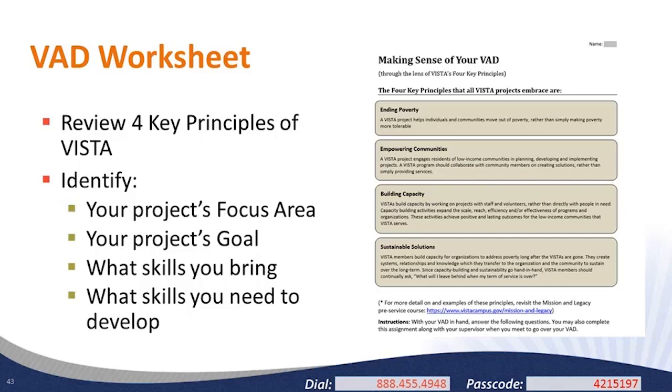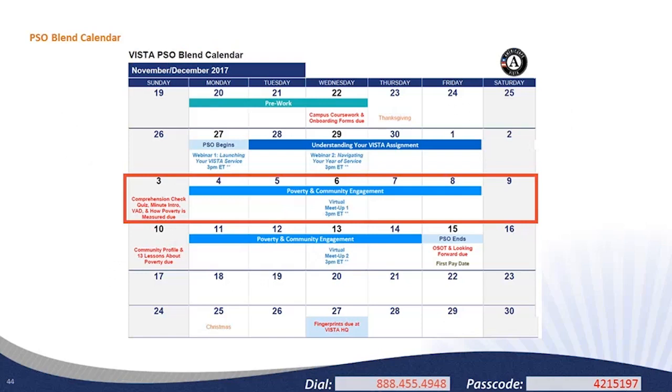Your second week of PSO Blend starts with the submission of the assignments that we just discussed. On Wednesday of your second week, you'll also have your first virtual meetup. Virtual meetups are made of about 30 of you and a facilitator, so you will be in a smaller and closer-knit setting than on this webinar. You'll explore what you're learning about at your organization and your community and take a close look at your VISTA assignment and the VISTA assignment worksheet that you completed.